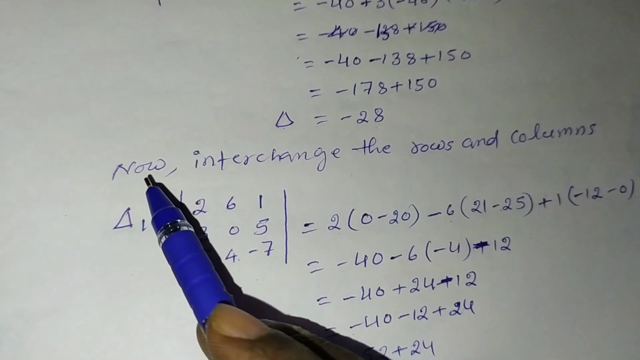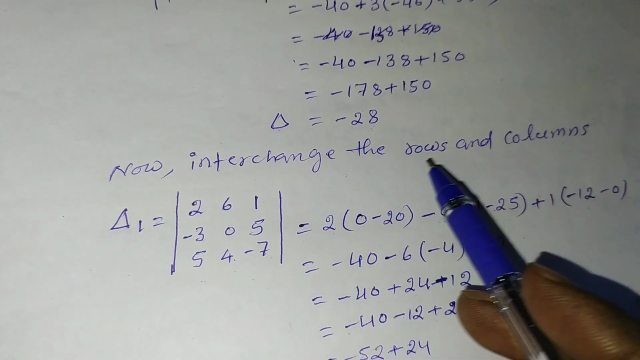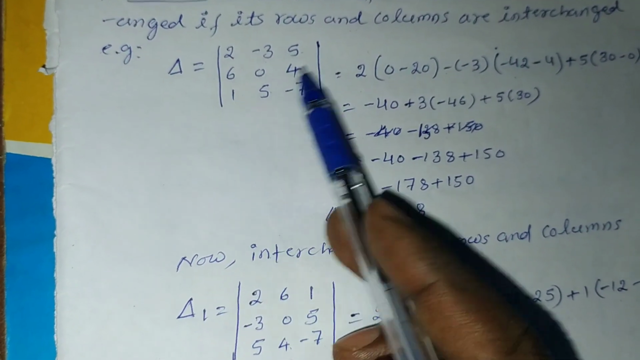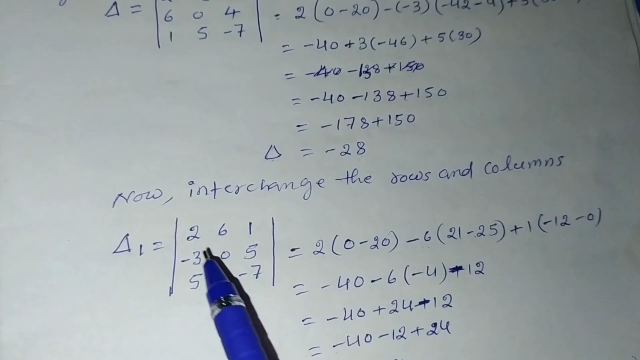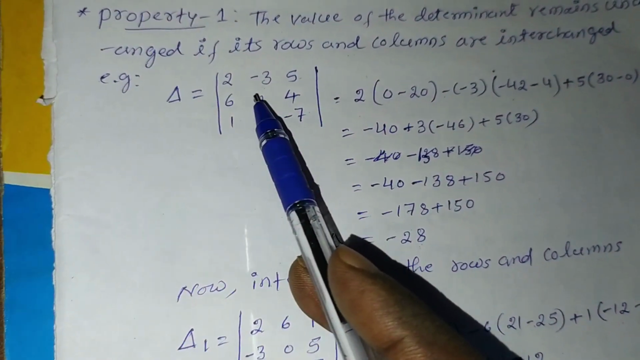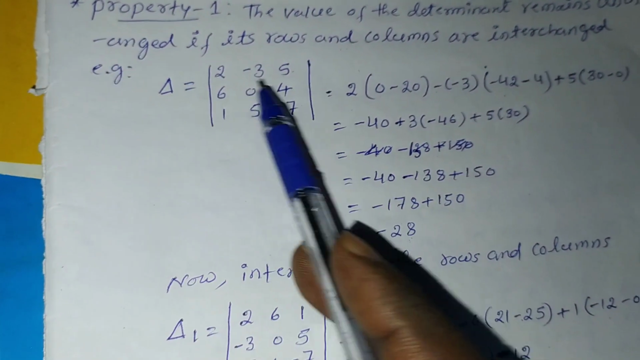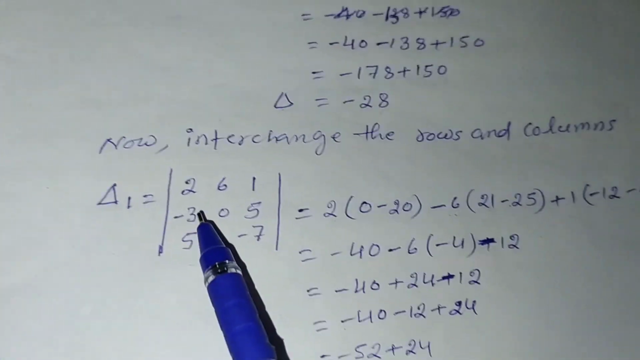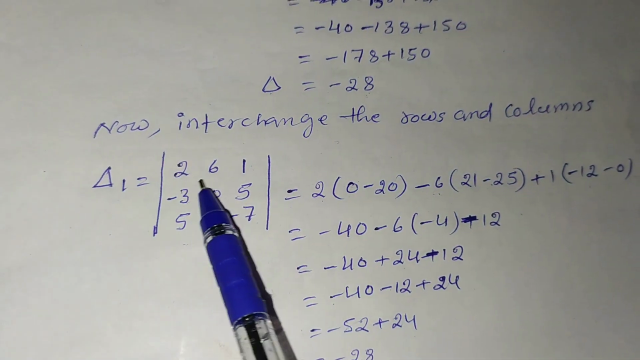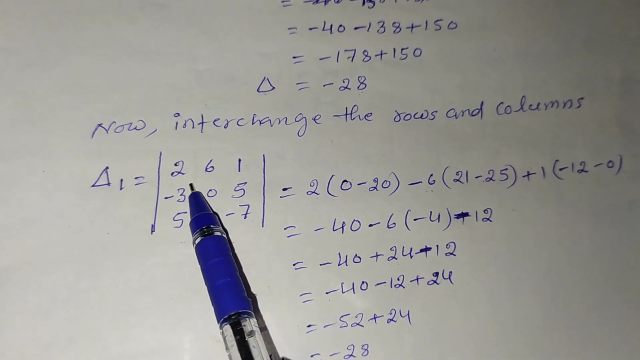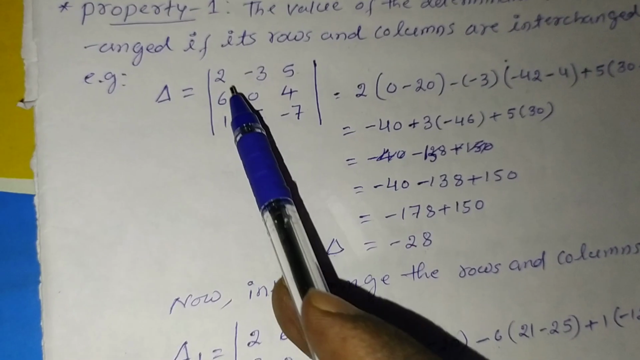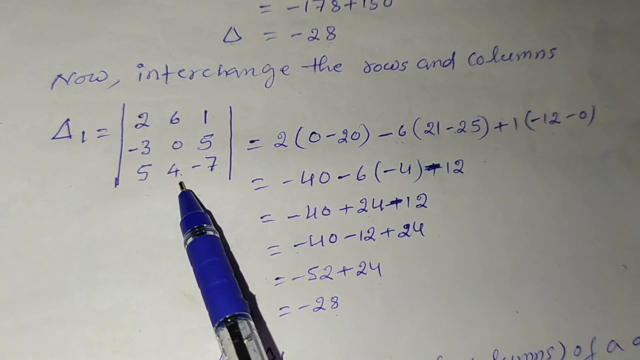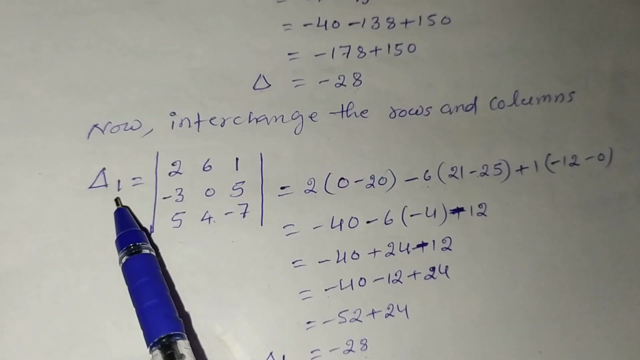Now the important thing is to interchange the rows and columns, meaning convert the rows into columns or the columns into rows, whatever it is. After interchanging the rows and columns, you get delta 1. Delta 1 is nothing but the determinant obtained after interchanging the rows and columns. So that is 2, 6, 1, minus 3, 0, 5, 5, 4, minus 7. Here they converted the columns into rows. This is the determinant delta 1.